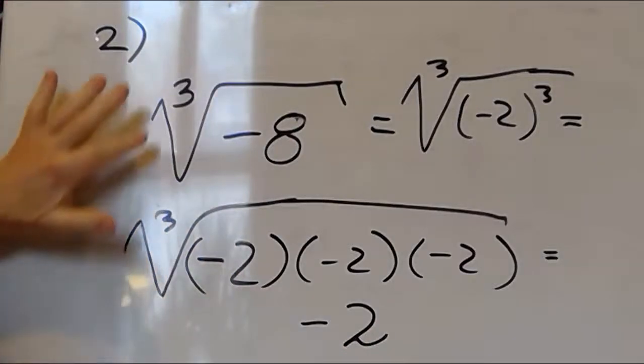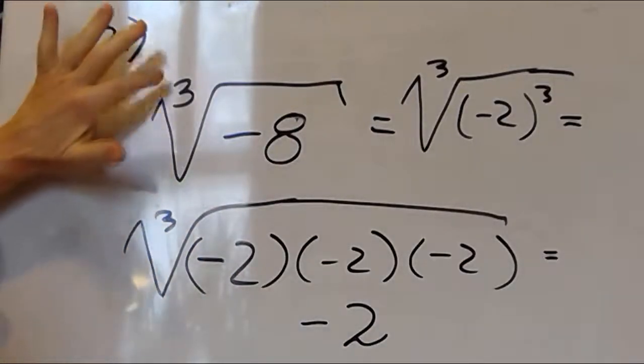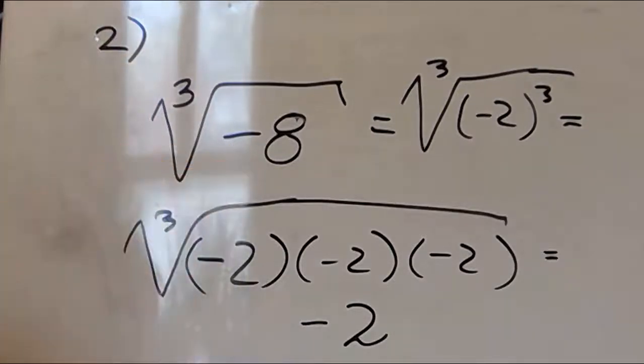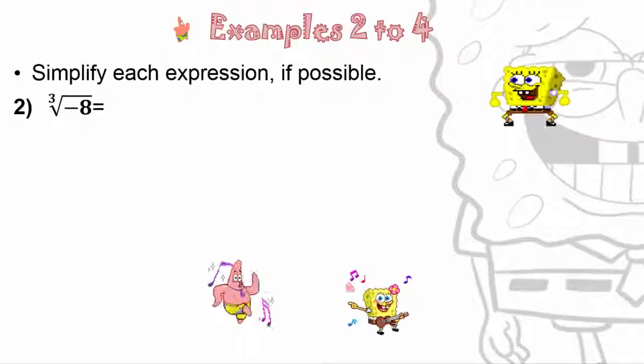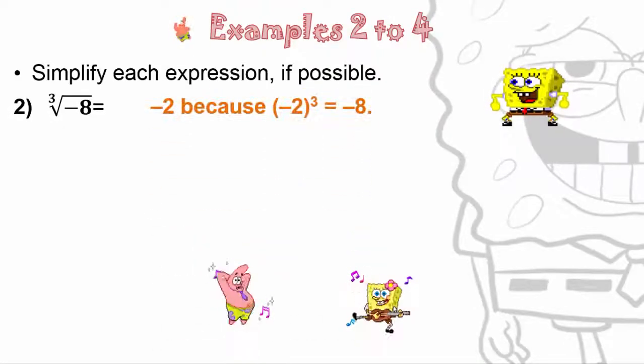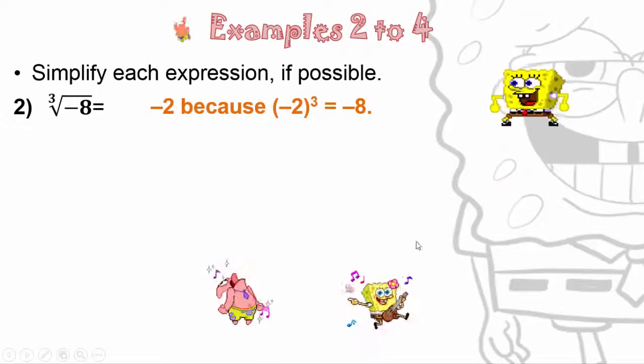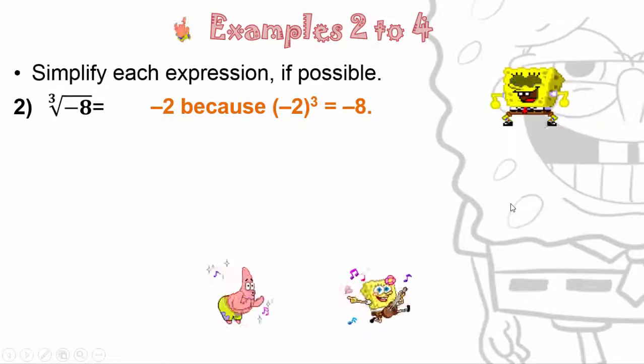So if your index is odd, then you can have a negative sign underneath the radical. But if your index is even, like a square root or a fourth root, then you cannot, and that will indicate to you that we're dealing with imaginary numbers, which we will talk about later on. Reviewing what we just did on the whiteboard, we found that negative 2 is the answer because negative 2 cubed is equal to negative 8.